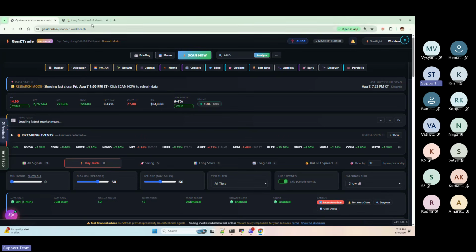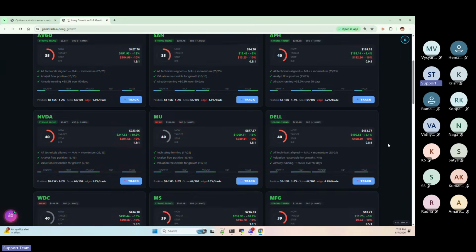Okay, when you click on that, this will come up, and it gives you a scoring. Nvidia scoring is 223 and the target is 247. And it's saying that analysts flow positive, like 15 out of 15 analysts who cover the stock are saying that it can hit. All the technical alignment, the moving average, the momentum, all the technical factors that I'm scanning there are giving indication that within 2 months it can hit 247.